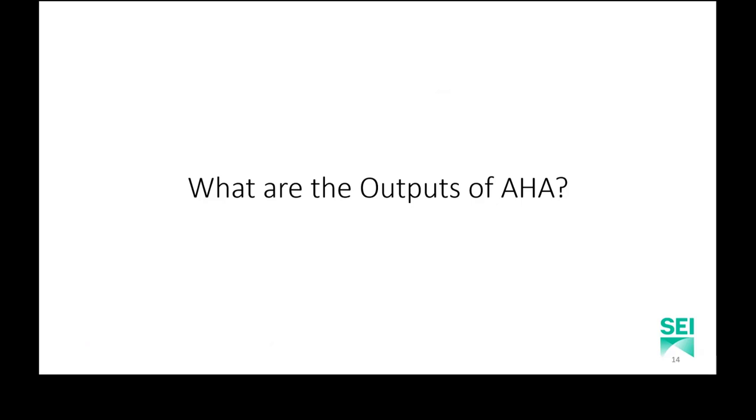So this is the last section. And what we've talked about until now is the inputs that you need to get the tool to run. So now that we've entered our inputs into our WEAP model and we've run it, what do the outputs look like? What are your results and what can you do with them?